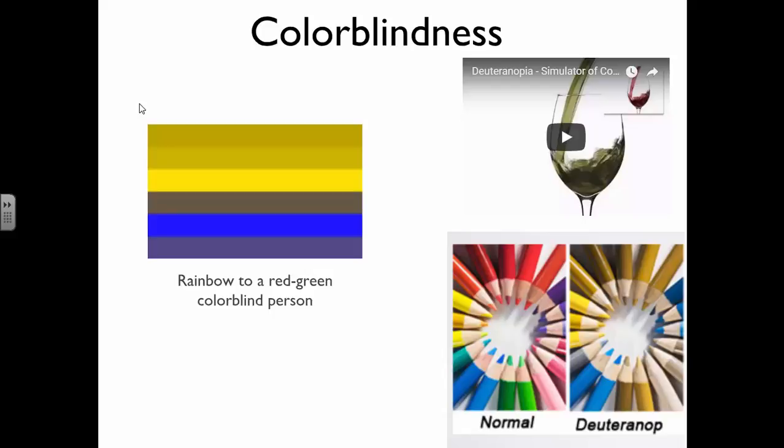What about for a woman, though? Women can also get colorblindness. But how many X chromosomes does a woman have?